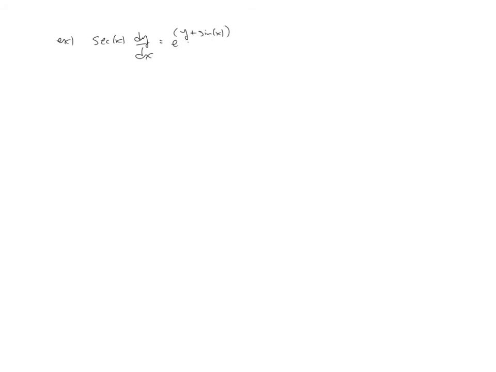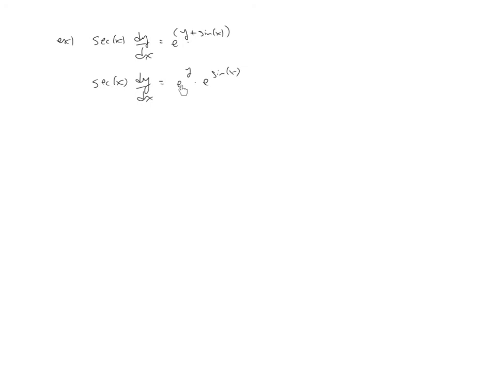So what we're going to do is come up with two separate exponentials. We're going to have our secant of x dy dx, and then we know how exponents work. We can take e to the y times e to the sine of x. Remember, if you're multiplying and the bases are the same, then you add the exponents. So this is in fact the same thing as this, but now we're going to have the ability to separate.